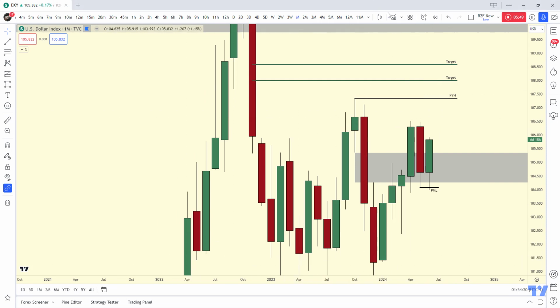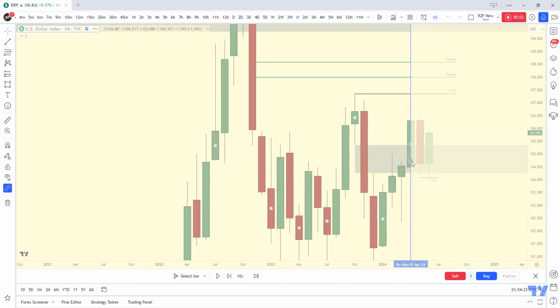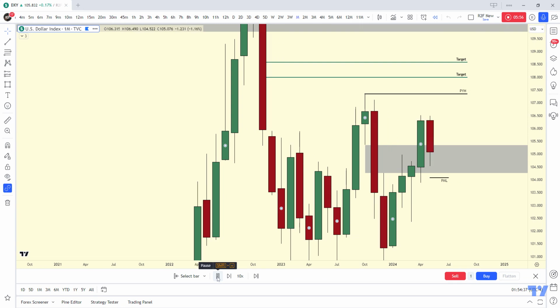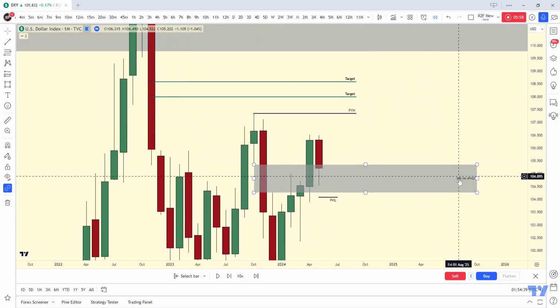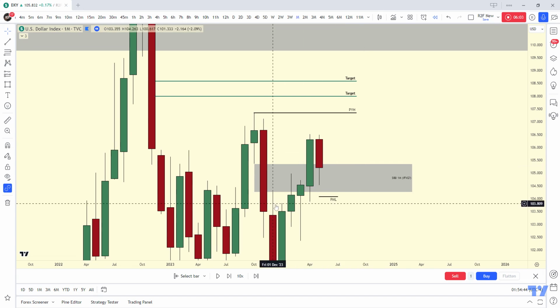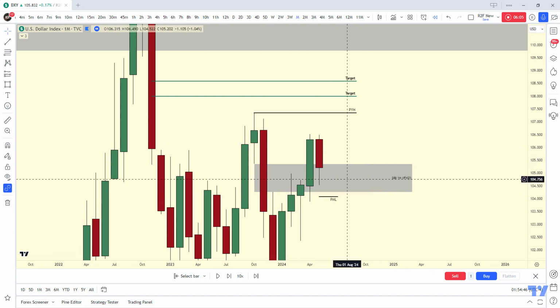So I'm going to go in reverse just to show you. Okay, so we get a close above. All right, so what I'm looking for now is this gap here. Is it going to be an inversion fair value gap, as in it used to be resistance, is it going to act as support?